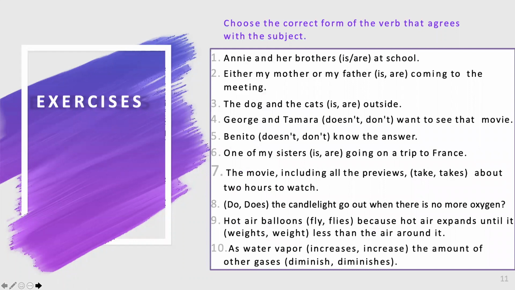Now check this exercise. Pause the video so that you can see and choose the correct form of the verb. Annie and her sisters, which one is correct? Is or are at school? We have already solved the example. And then you have 9 more sentences. You have to choose the correct verb depending on the subject. Pause the video so that you can do this exercise with no hurries.